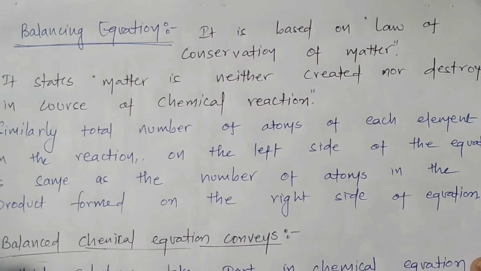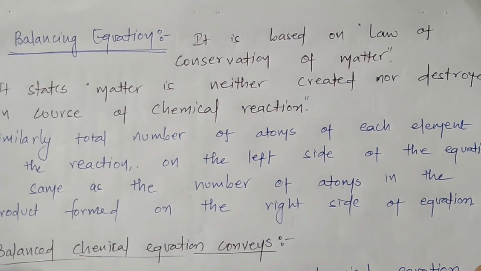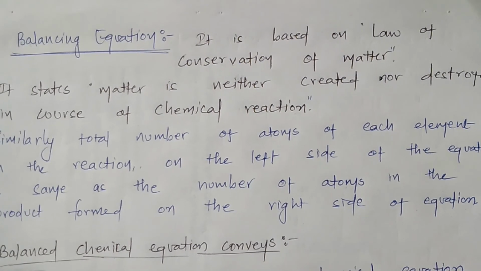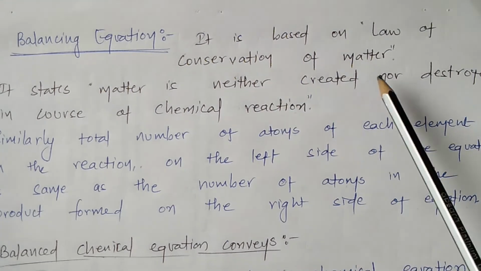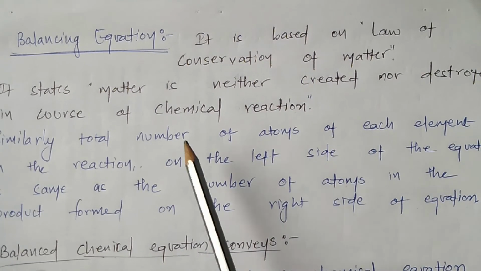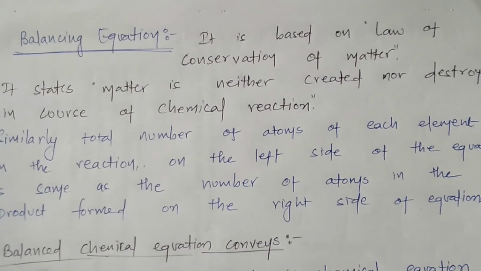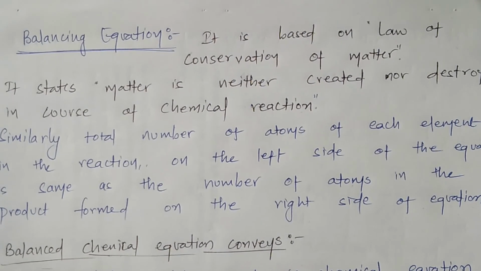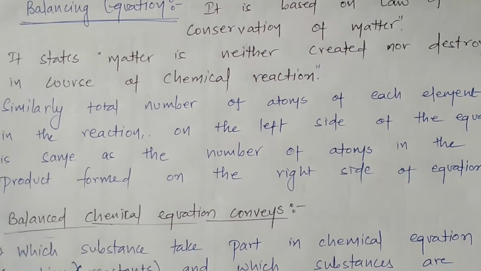Now next we are going to see balancing of equations. This is a totally theoretical concept. I will teach you the methodologies of balancing equations. See, it is based on the law of conservation of matter. That means it states that matter can neither be created nor destroyed in the course of a chemical reaction. Similarly, the total number of atoms of each element on the left-hand side of the equation is the same as on the right-hand side of the equation. That is very simple to understand.